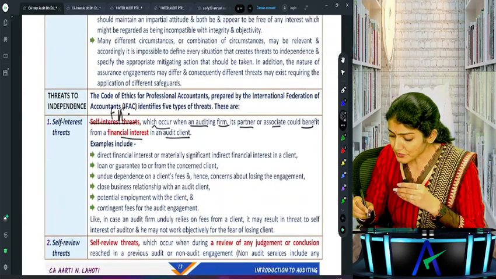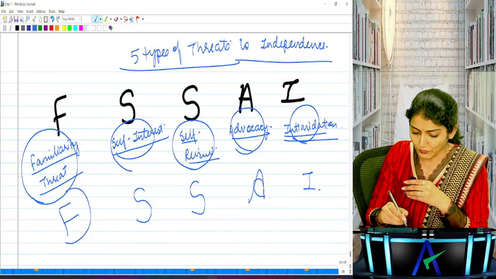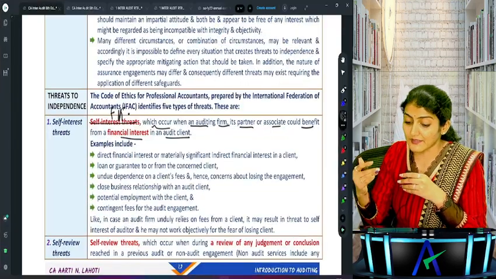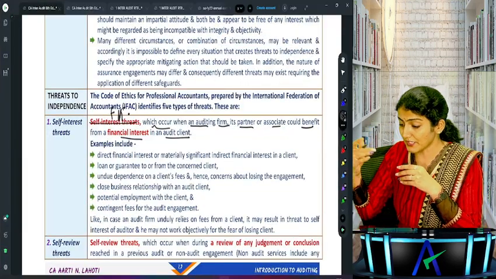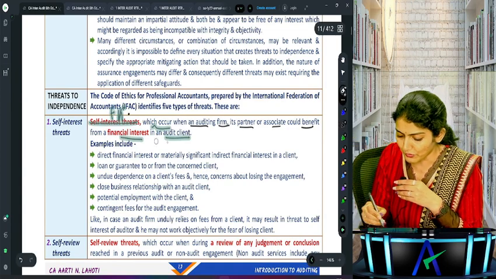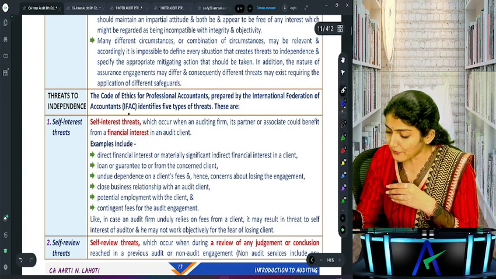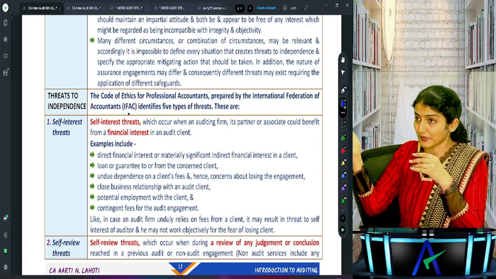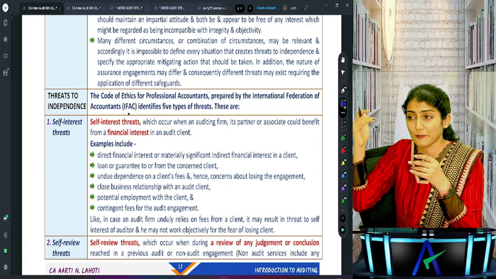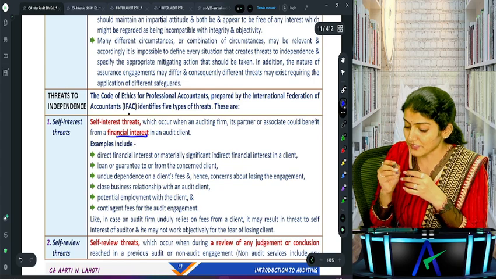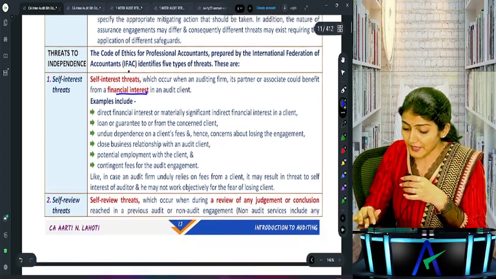For each type of threat, what we need to know is the meaning and the examples of that type of threat. So what is self-interest threat? Mainly when you are having a financial interest. How are you having a financial interest?